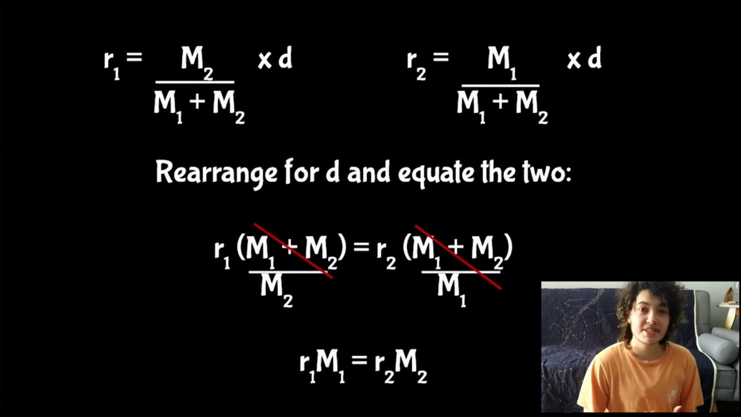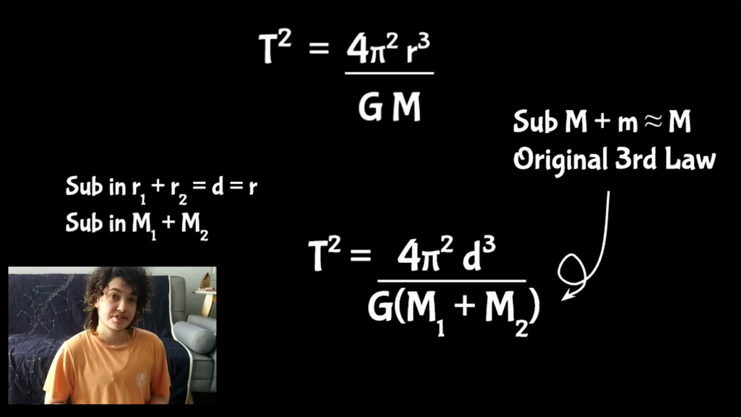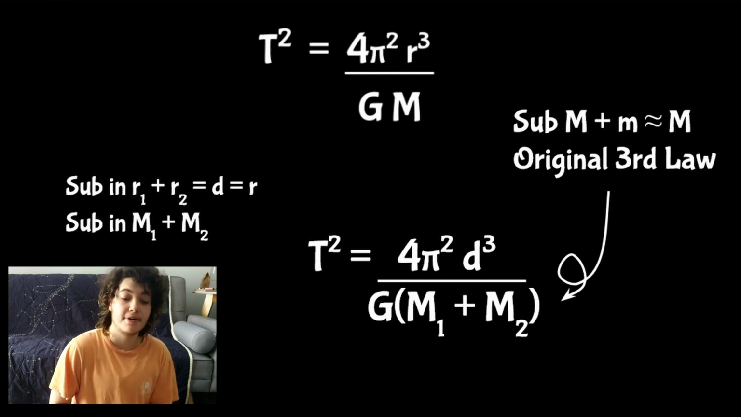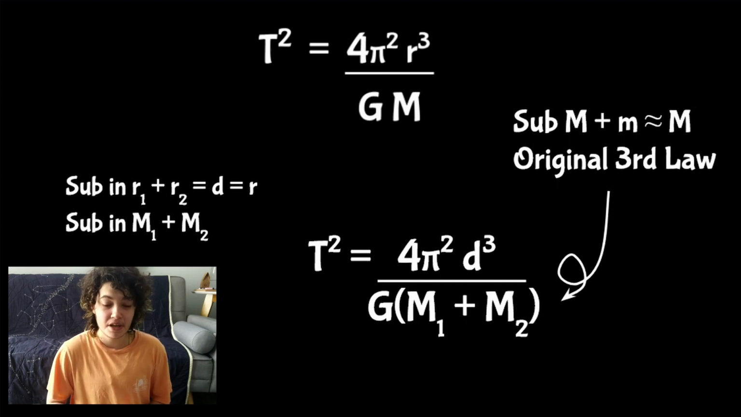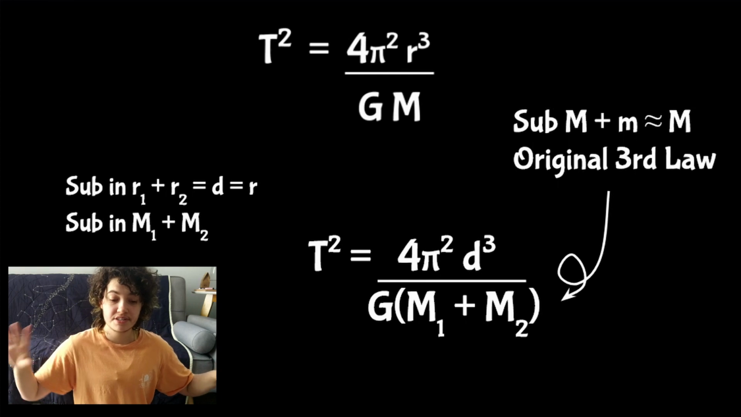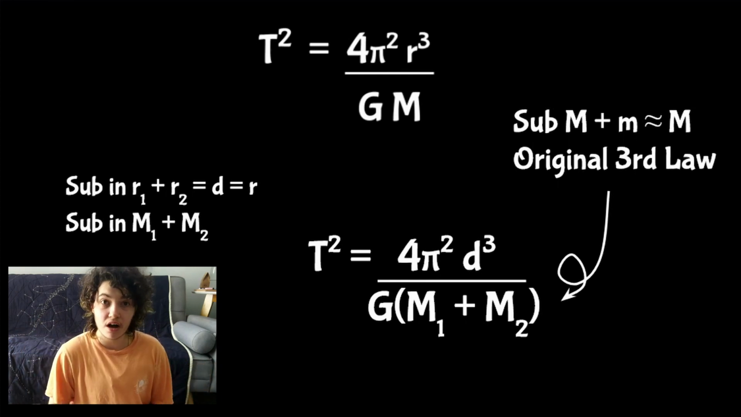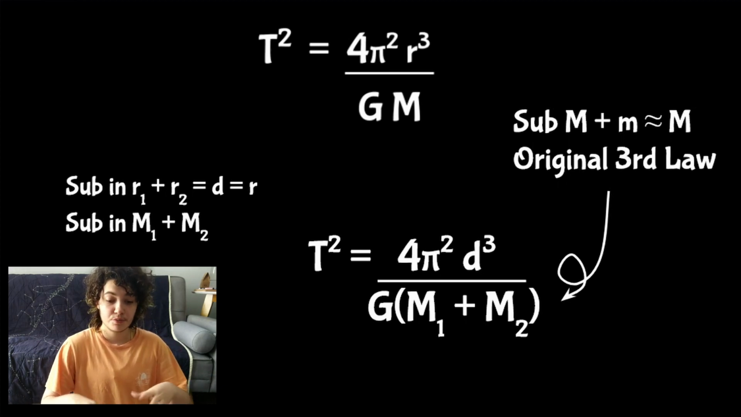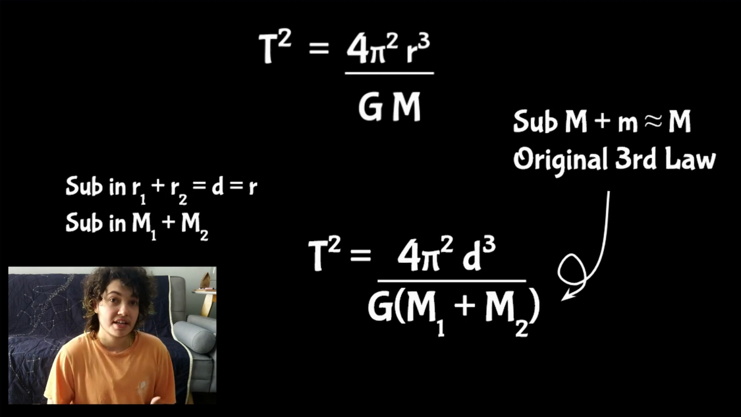And then we can also adapt Kepler's third law for binary systems in this case. So we've got Kepler's third law for just a sun and earth type situation, T squared equals 4 pi r cubed over GM. But what we can then do is sub in d being the total distance. We can just say that is equal to r in this case, and we know that that's r1 plus r2. And then we can also sub in, rather than just the big M, the total mass, so M1 plus M2.